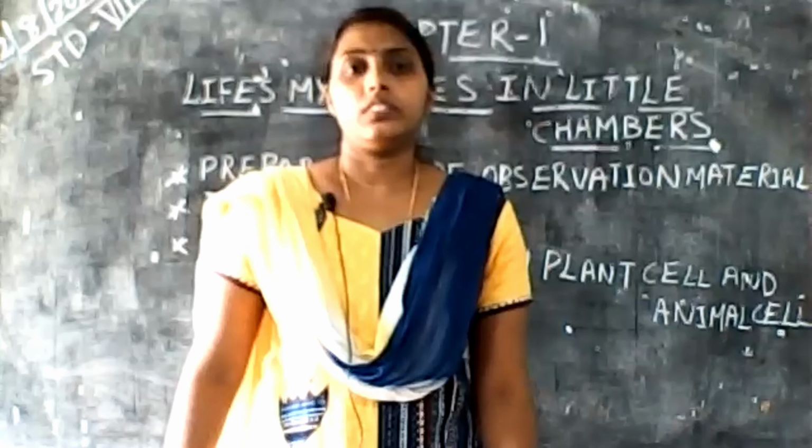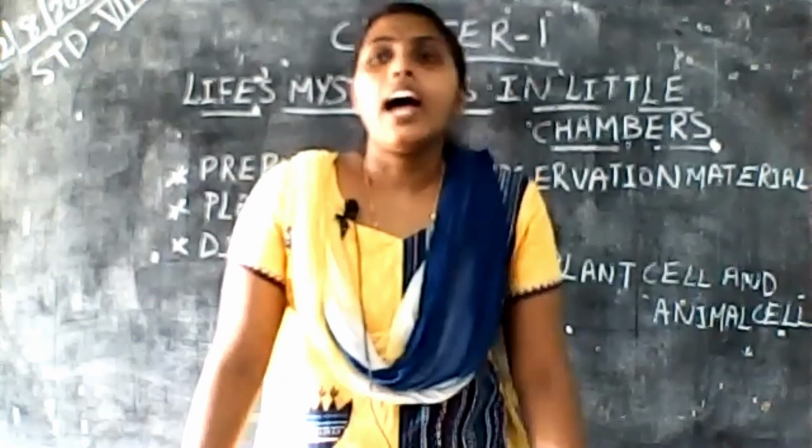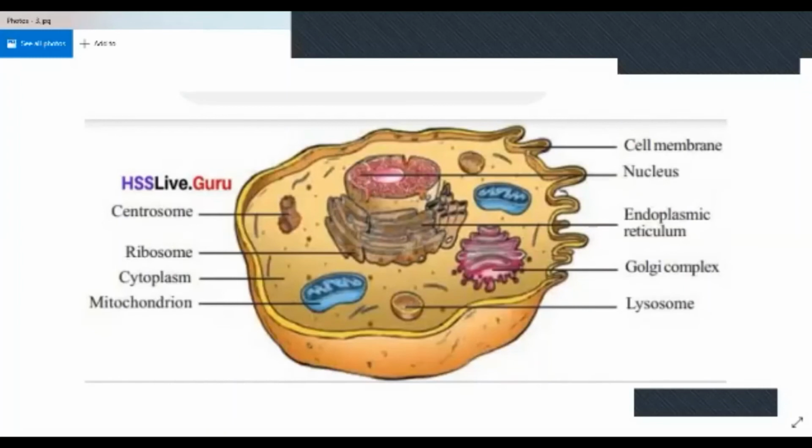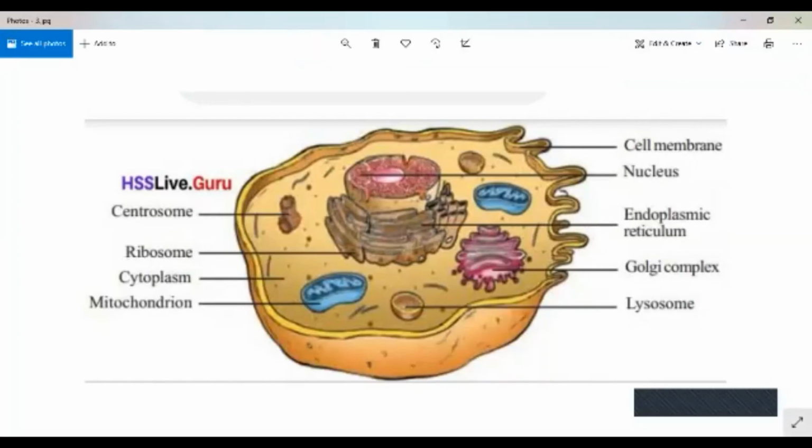Now, the animal cell. I will show you the picture of the animal cell, and in that I will explain it to you. In the picture of the animal cell, it has a cell membrane, and here the cell wall is absent. You have seen that in the plant cell the cell wall is present, while in the animal cell the cell wall is absent. Another thing, you can't see chloroplast in the animal cell. So chloroplast is also absent in the animal cell.